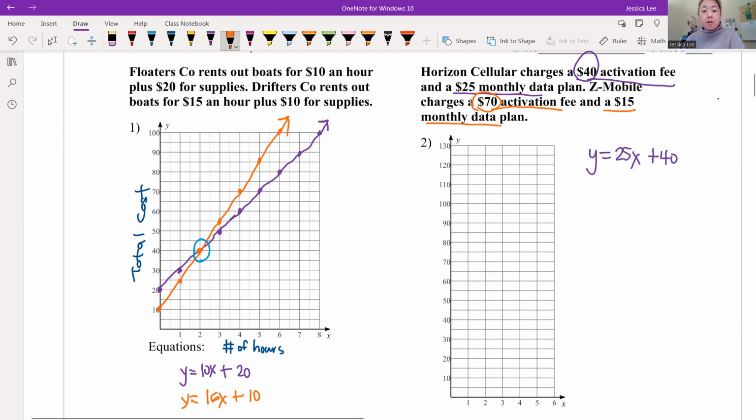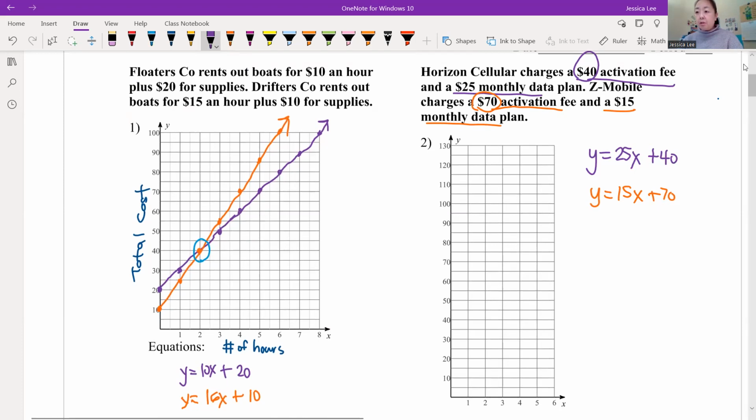And we're going to go with Z Mobile. And that's going to be 15x, because $15 monthly charge plus 70 bucks for the activation fee. Their monthly is cheaper, but their activation fee is pretty large. It's almost double that of Horizon Cellular, right? Which one's better? So let's graph this guy out.